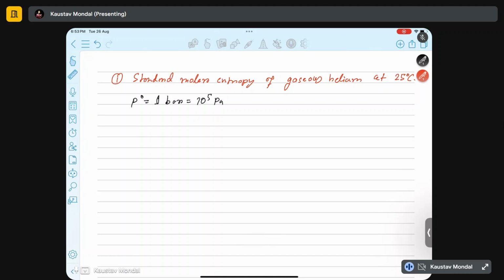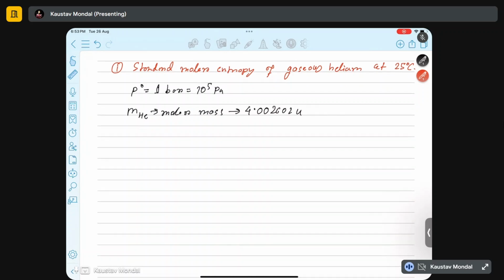The molar mass of helium is m_He. Molar mass means the weight of 1 mole of helium, that is 4.002602 U, where U is the atomic mass unit. And temperature is 25 degrees centigrade, so T is around 298 Kelvin.